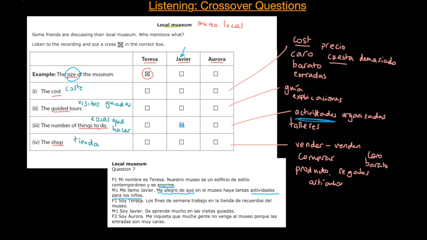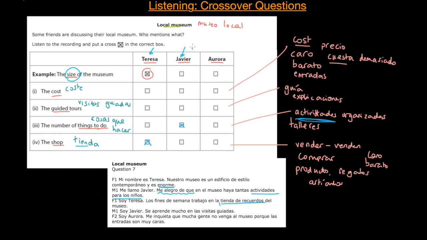Next one, soy Teresa. Los fines de semana trabajo en la tienda de recuerdos del museo. La tienda de recuerdos. So we've got straightforward tienda, shop. And we've got de recuerdos, which is souvenir shop. Recuerdos is not a word that we had expected, although it's actually pretty obvious. We could have expected to hear recuerdos, but importantly, we've got the word tienda. So Teresa, the other thing she mentions is la tienda de recuerdos. So we're going to cross this one.